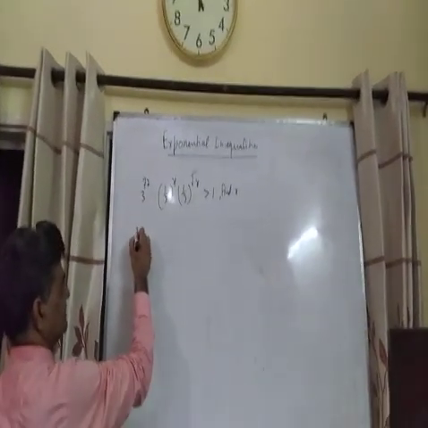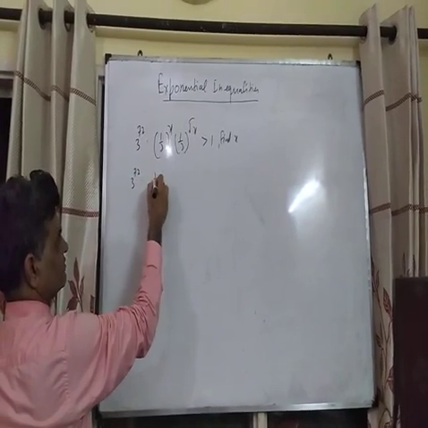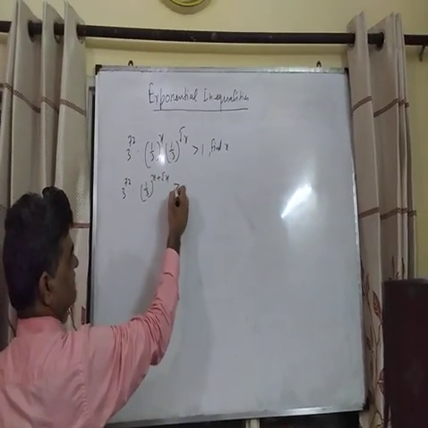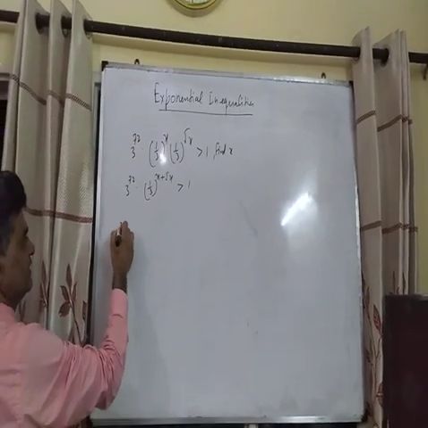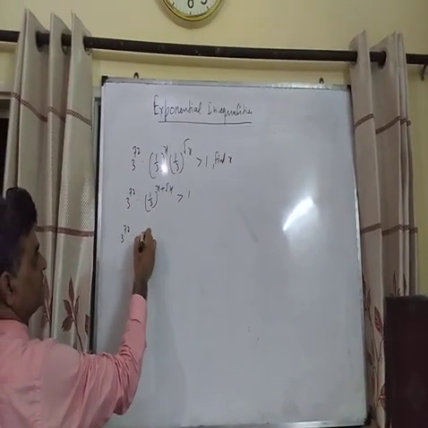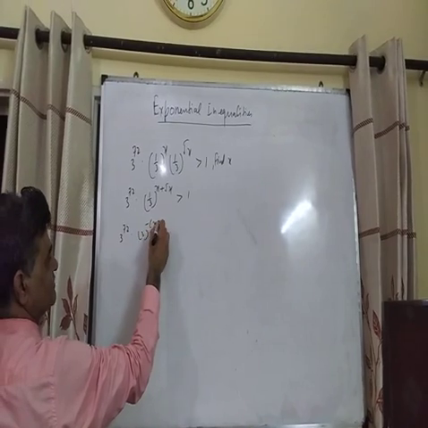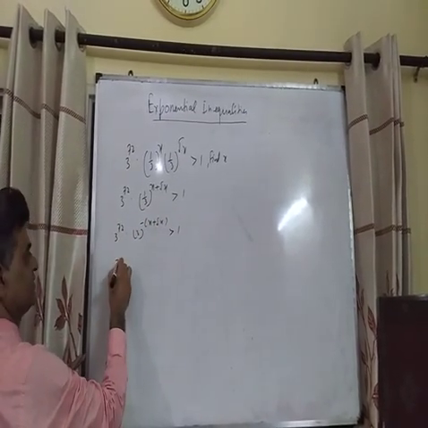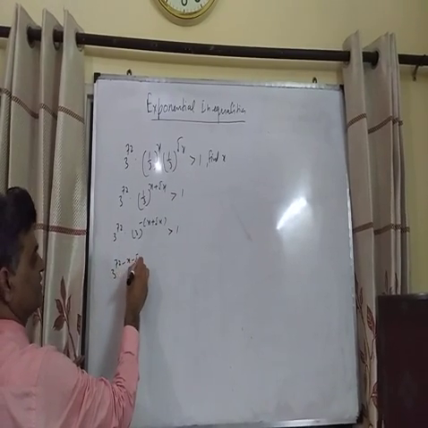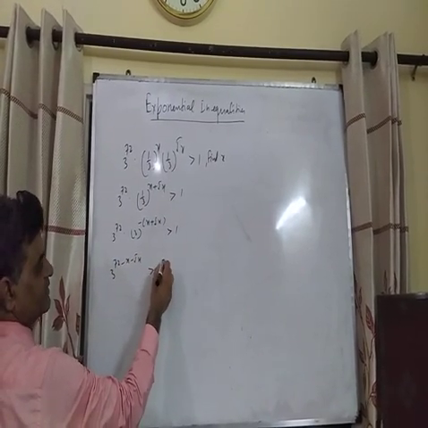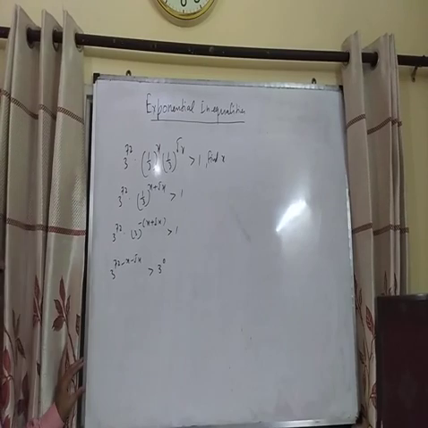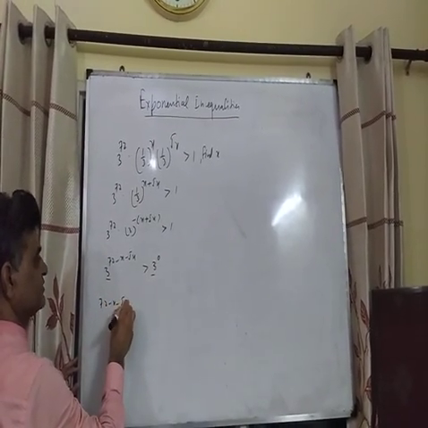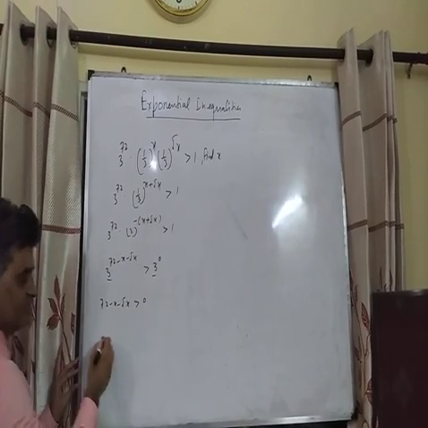Now we can see that 1 upon 3 to the power x plus root x is greater than 1. So we can write 3 to the power minus of x plus root x is greater than 1. So 3 to the power 72 minus x minus root x is greater than 1. It means 3 to the power 0. So since the base is greater than 1, 72 minus x minus root x is greater than 0.